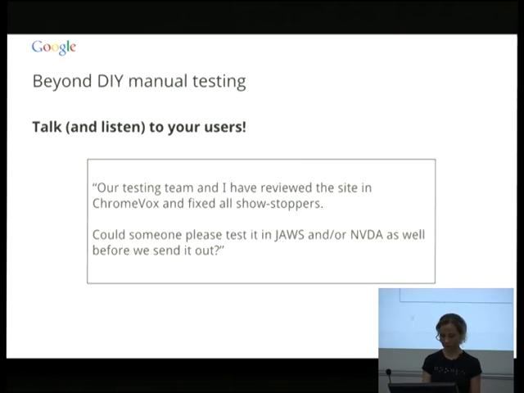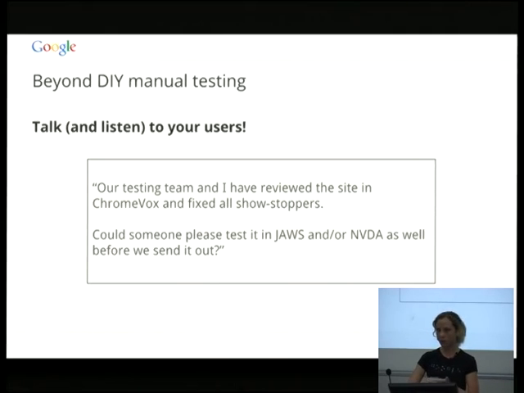So finally, before I get to automatic testing, the most important thing you can do is talk to and listen to your users. This is an example of someone I work with saying, we've really done our best to do all the manual accessibility testing ourselves. We found a few bugs, we fixed them, but I really need someone who is a full-time screen reader user, or at least a very proficient screen reader user, to check this out for me and double check, make sure we haven't missed anything.